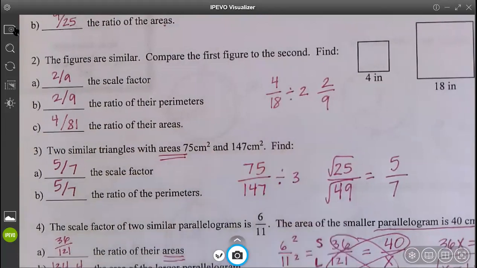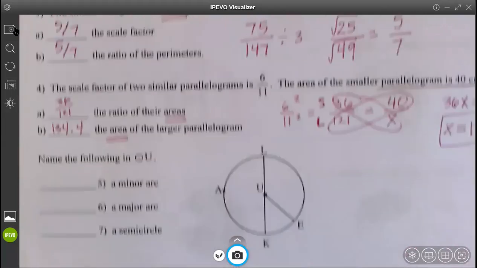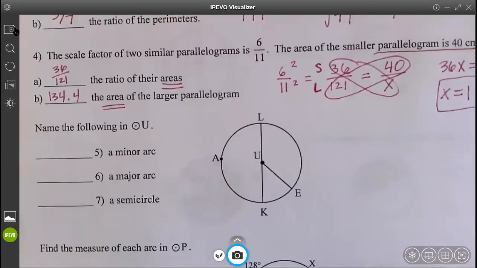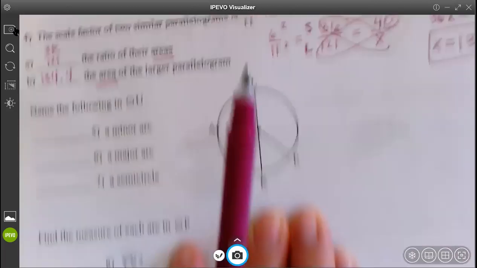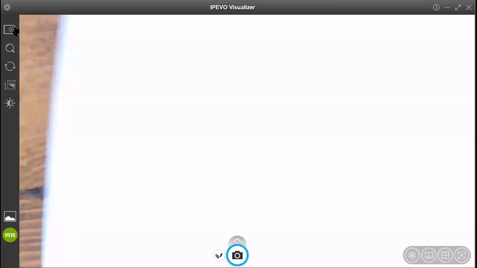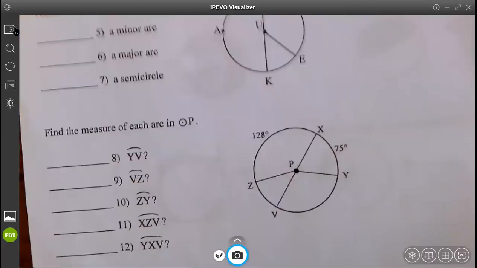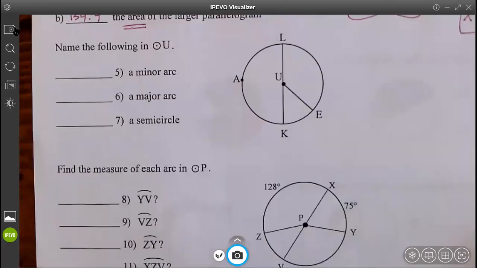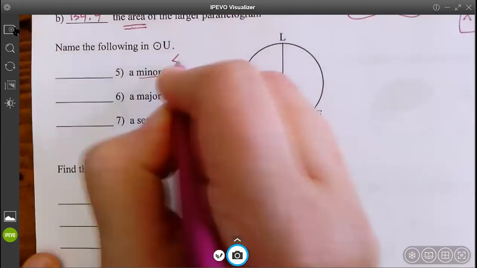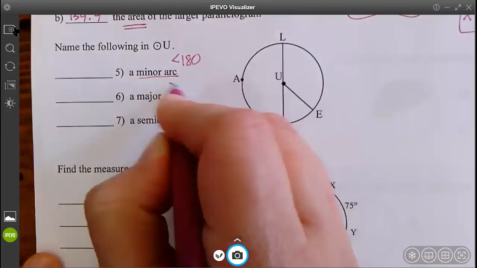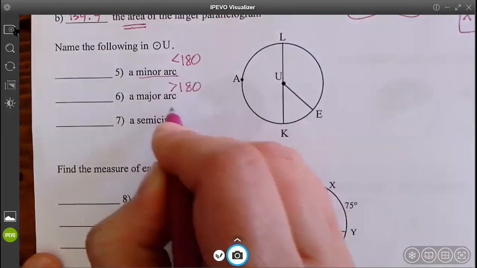Okay. So we already went over 4. So let's go over 5. Let me move this up here. Okay, so here is 5, 6, and 7. So remember that minor arcs are less than 180, major arcs are greater than 180, and semicircles equal 180.